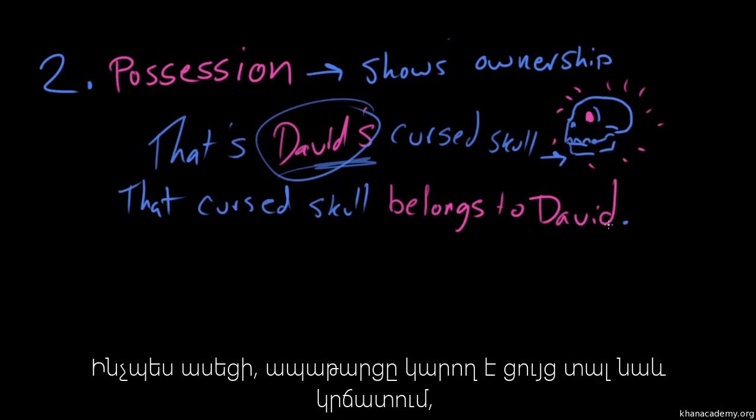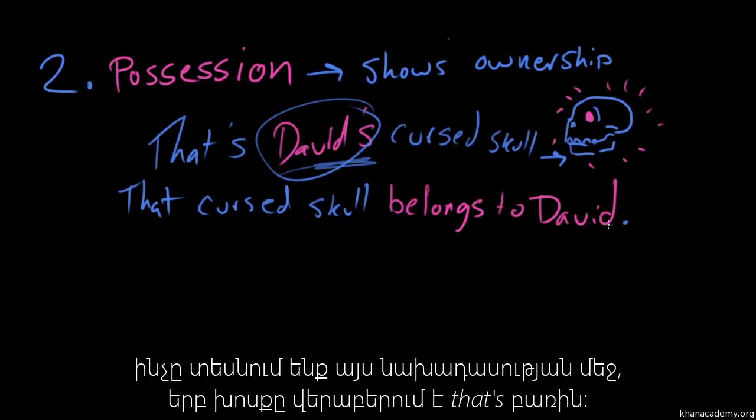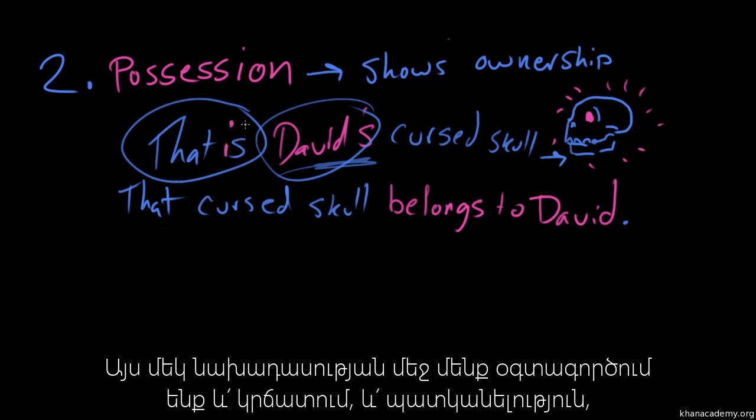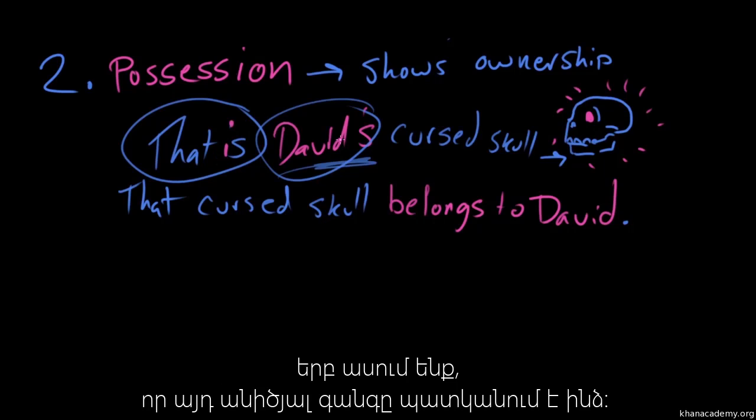So apostrophes can show contraction, much like we're also doing in this part of the sentence with that's, because this is a shorter version of that is David's cursed skull. We're condensing or contracting that into that's. But it's also being used for its second purpose here, which is David's, and this is what we call the possessive or the genitive case, saying that this cursed skull belongs to me.